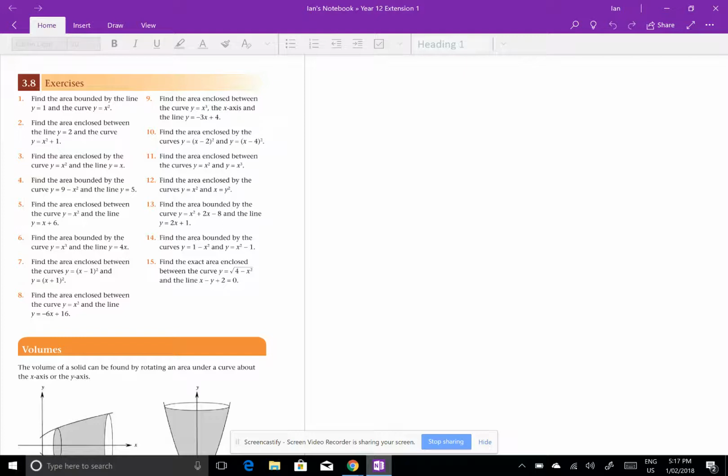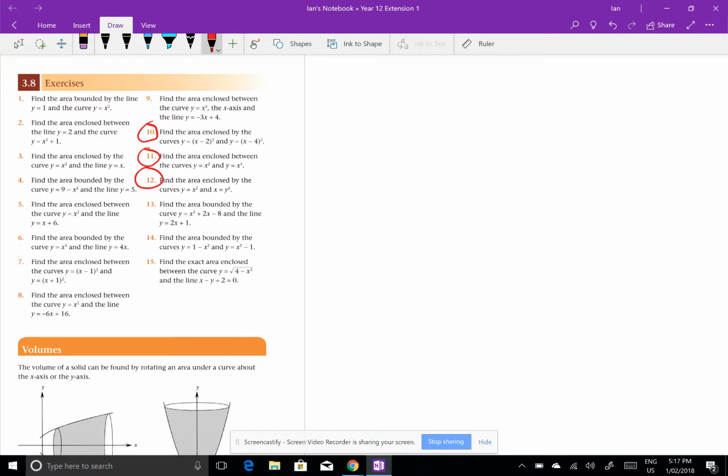Year 12. I'm going to do a couple of these questions from exercise 3.8 that you're meant to do, because I think you're going to have some trouble with them. Anyway, we'll have a bit of a crack and see how we go. So I'm just going to do the last couple. Let's have a look. I'm going to try and do this one, and this one.